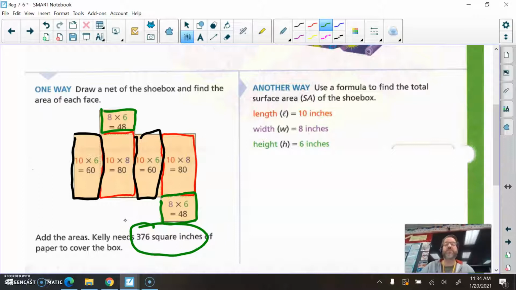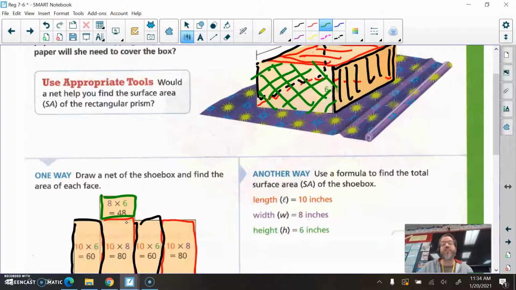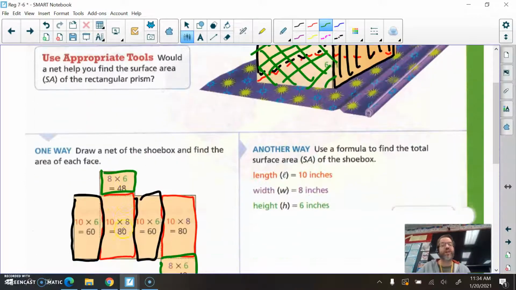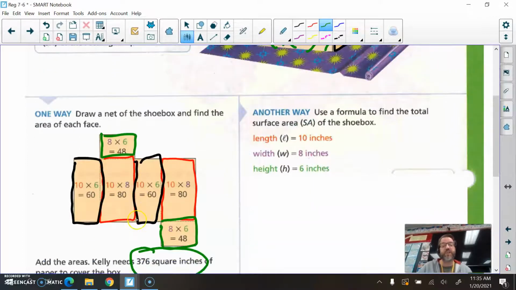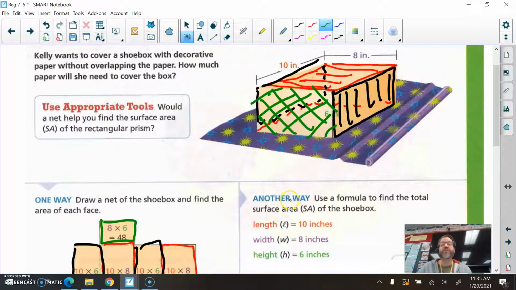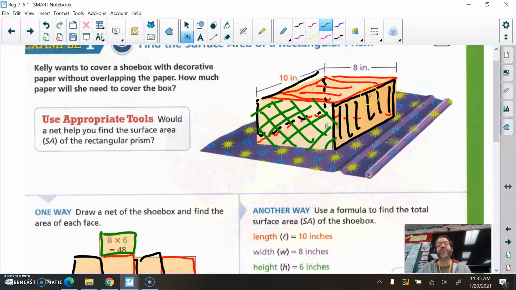area of this prism. Okay, some people will organize it a different way instead of using a net, but I think nets are very nice. If you want to do it without using a net, what you can do is kind of separate this rectangular prism into its 6 faces. But some of the faces are the same.